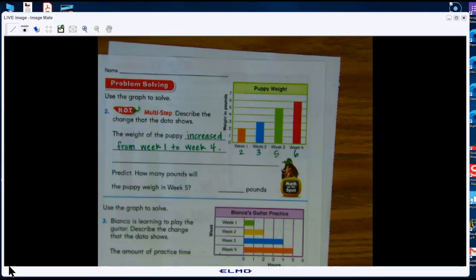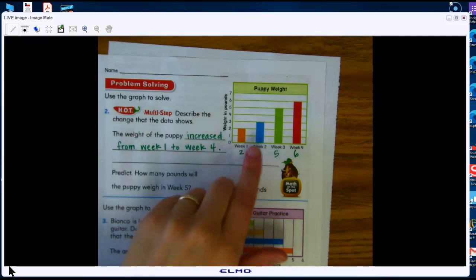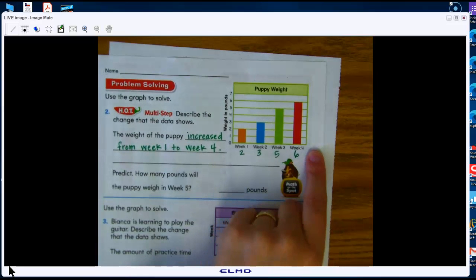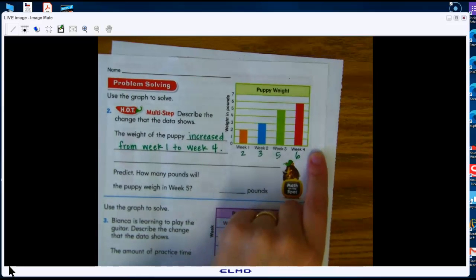Prediction is we're going to look at the graph and predict what's going to happen the next one. If there was another bar graph, here we go. So if it's increasing, the next one would be bigger. If it's decreasing, the next one would be smaller. So we said that this one's increasing. So if there was a week 5, how many pounds do you think it might be?